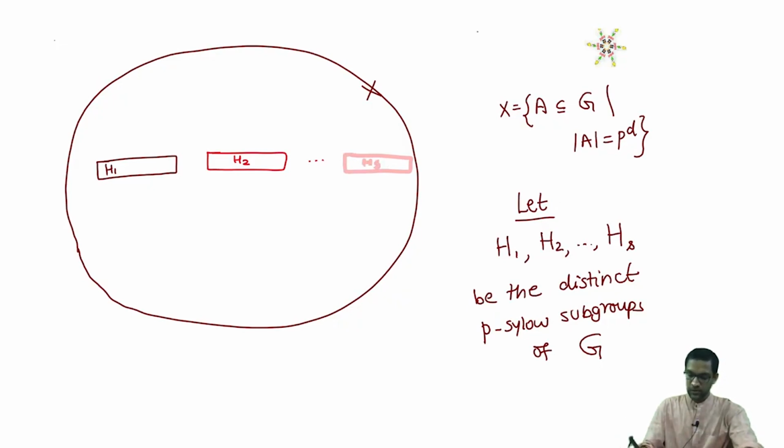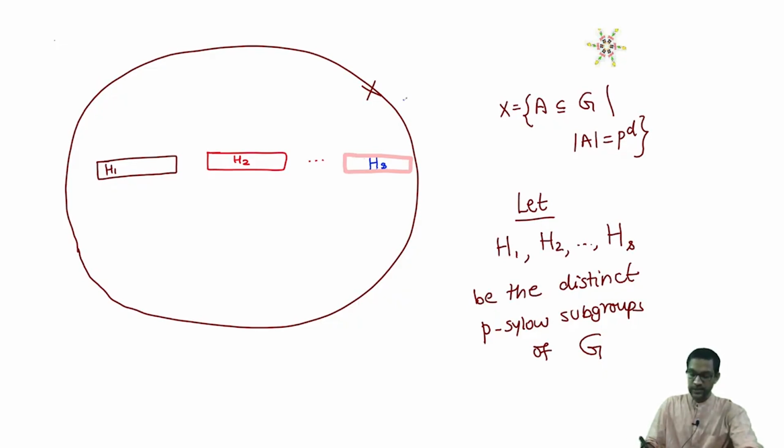Okay, now here are some subsets of cardinality p to the d, no doubt. Now let's do the following. Let's ask the following question: since they are all elements of X after all, what do their orbits look like?